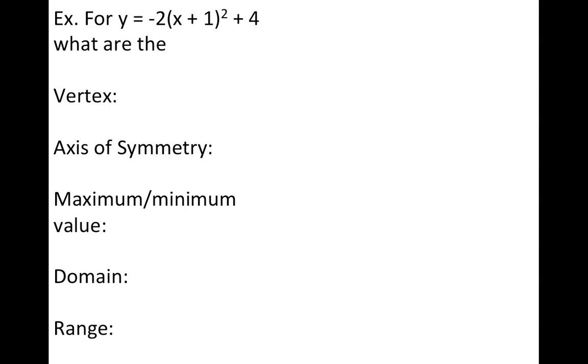So our vertex is negative 1, 4, which makes our axis of symmetry x equals negative 1. We'll have a maximum since we have that negative out front, and that point will be 4. Again, your domain will always be all real numbers, and your range will be y less than or equal to 4.